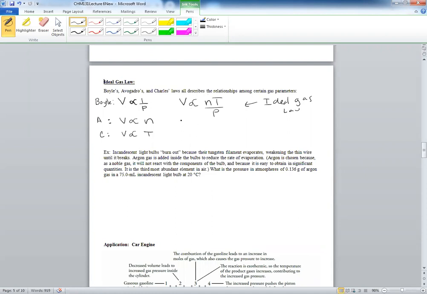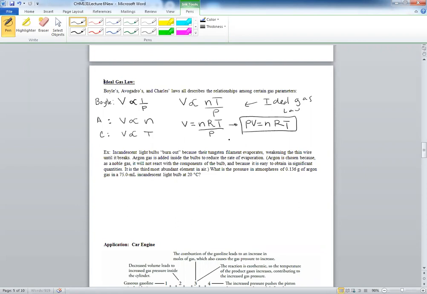So then it becomes like this, V equals N times this constant, which is called R, times T over P, which of course we can translate into PV equals nRT. So a lot of you have seen this before. This is the equation that we will focus on.